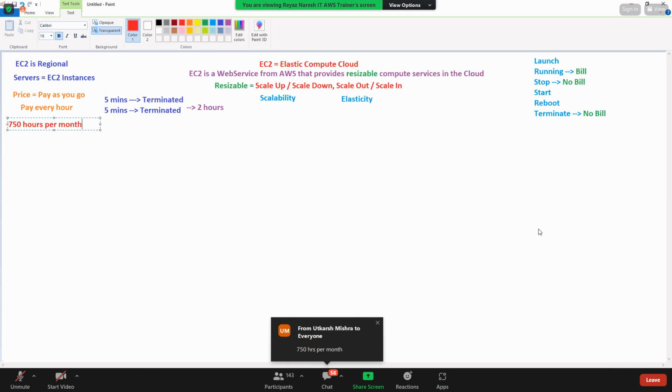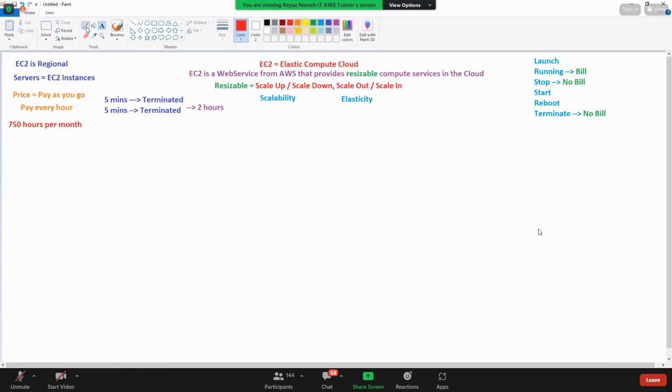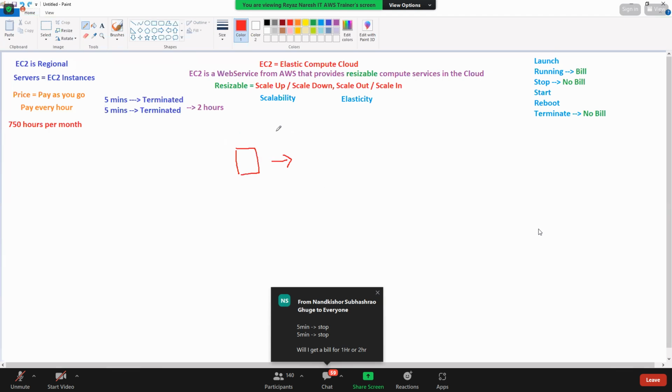Per month, how many hours are there generally? 720 only, no? But how come AWS is giving 750? So remember, guys, this 750 hours is not only for one EC2 instance. 750 hours is for all EC2 instances.